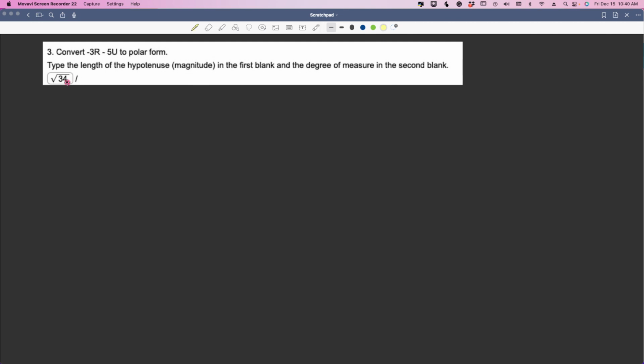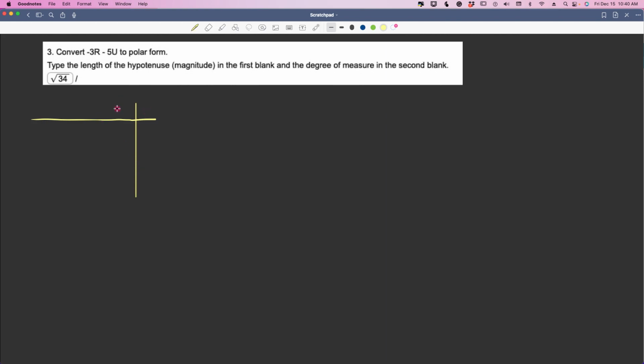It's the other part, where the degree of measure, theta, converting it to the degree of measure, not the tangent, right? So let's draw our little picture here. Because it's negative, negative, it's going to live in that third, right?